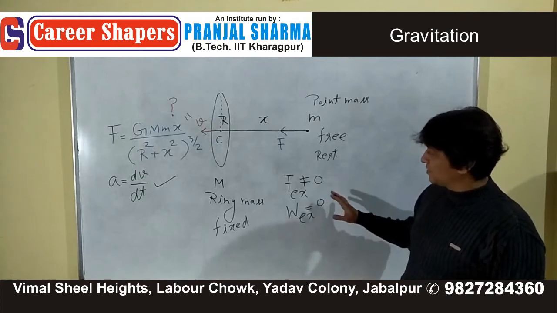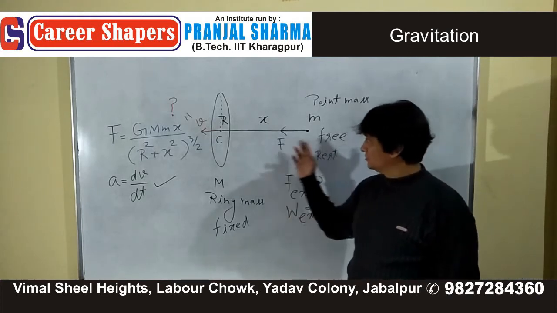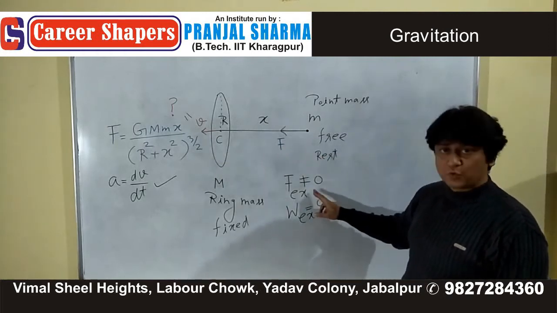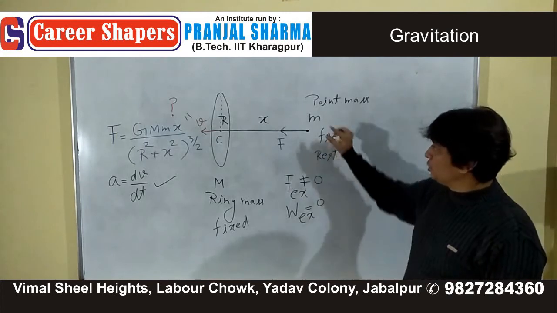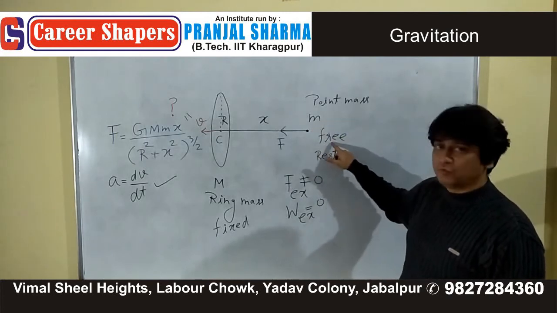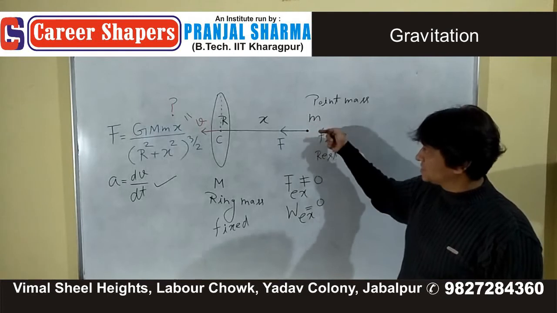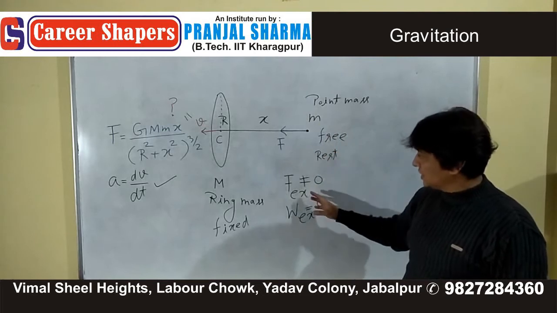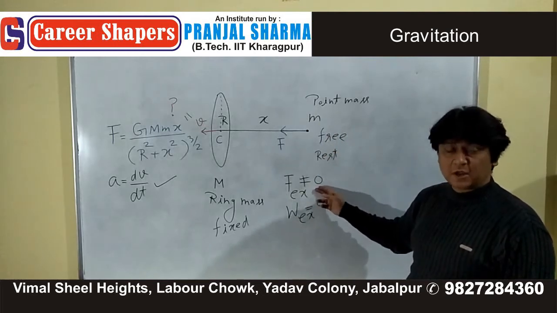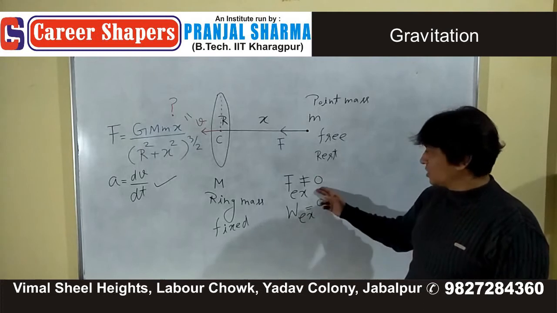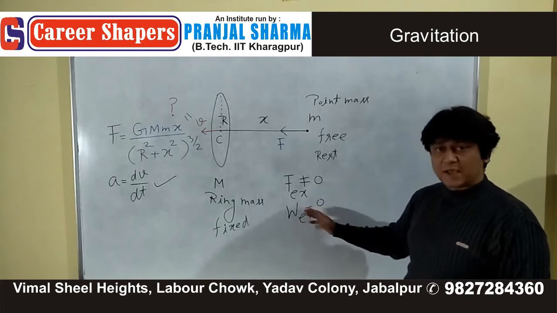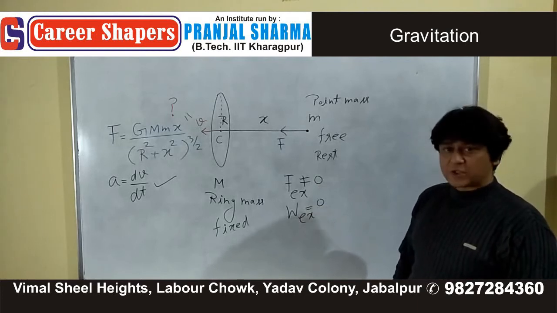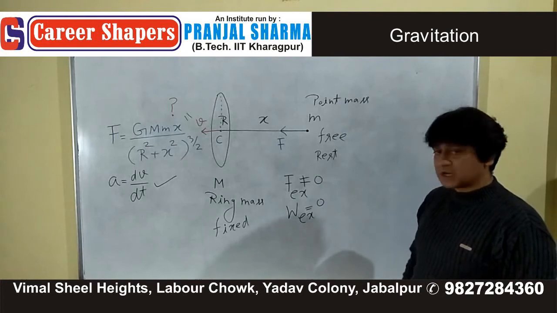What is happening? When I say that on this system of ring and point mass, external force is present even when you release this M. It's free to move. The moment you release this M, it starts moving, but still an external force is present. Even though that external force is present, W external is 0. Maybe you've got the idea why W external is 0.